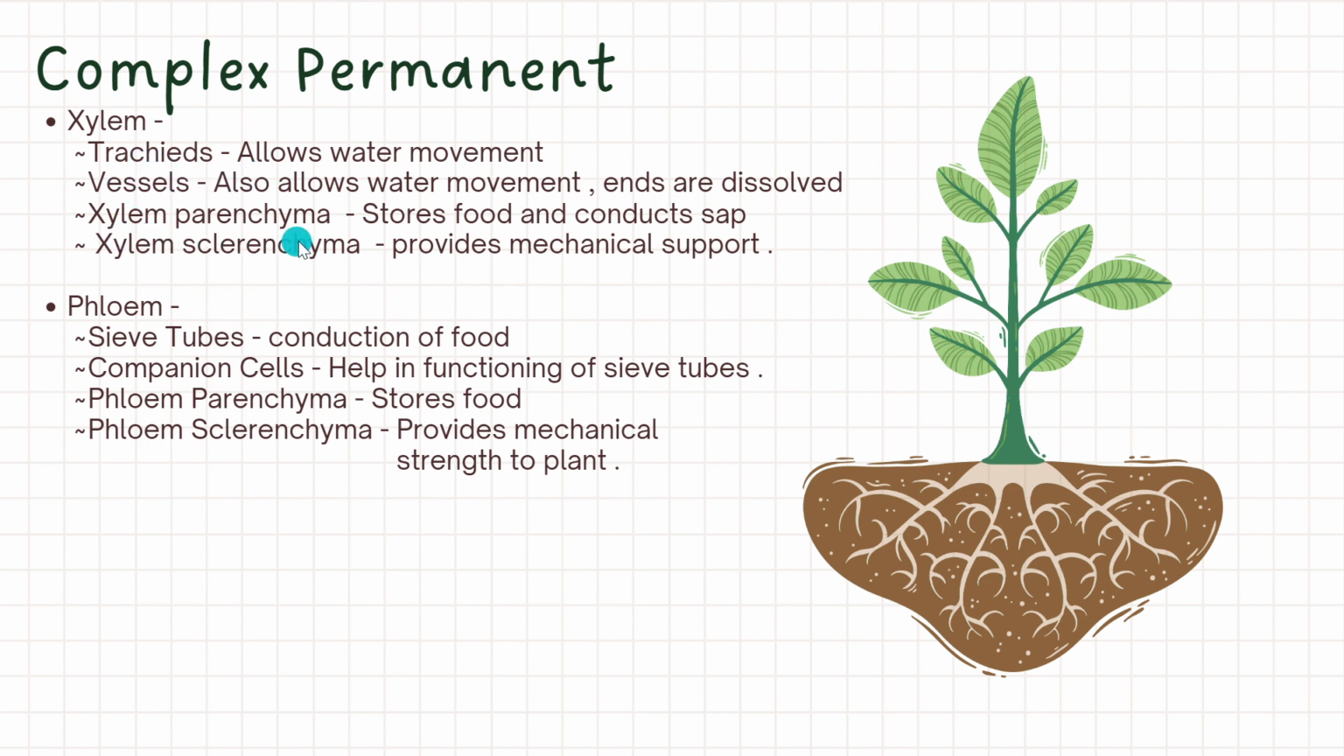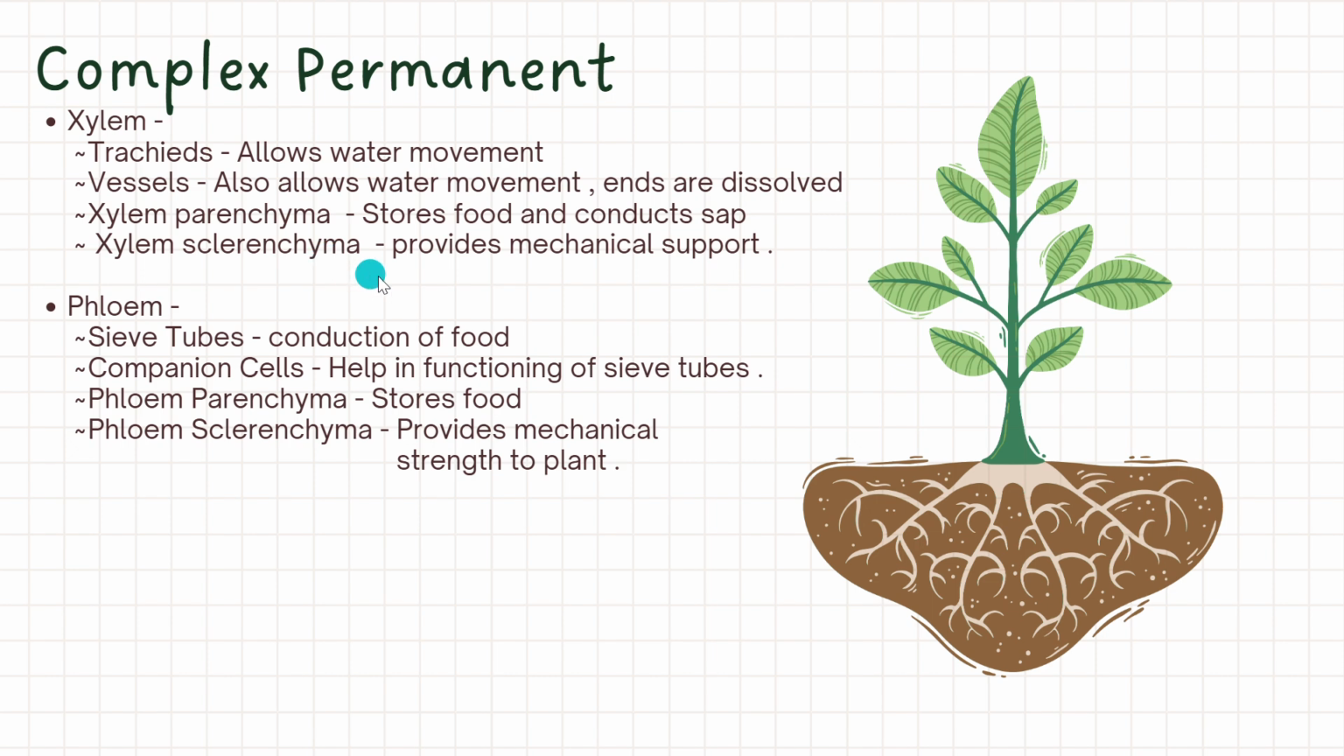Then we have the xylem parenchyma. It stores food and conducts sap. If you noticed, I just explained what parenchyma does: it stores food. And over here we have xylem parenchyma. That means it has the same function, stores food, with just an additional one. It conducts sap also. Sap is basically present in all plants. Like we have blood in humans, plants have sap.